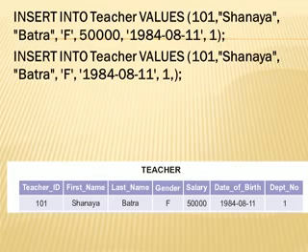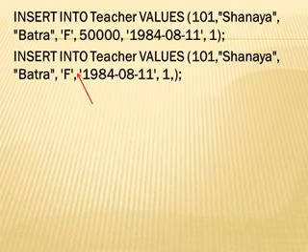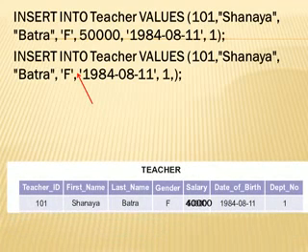Now suppose you have written this also. Now what is the difference between the first command and the second command? Here you can see one thing is missing. Insert into teacher values 101 Chanaya Batra, female, but you have not mentioned the salary amount. So what will happen? We have set the default salary amount as 40,000. So by default the table will take the value as 40,000. It won't show any error. This is the default value that has been set.